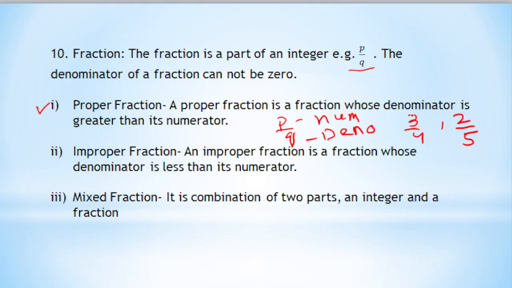And improper fractions. That means an improper fraction is a fraction whose denominator is less than its numerator. For example, 3 by 2, 5 by 4. These are improper fractions. And mixed fractions. Here example is 2 whole 1 by 2, 5 whole 3 by 7. These are mixed fractions.